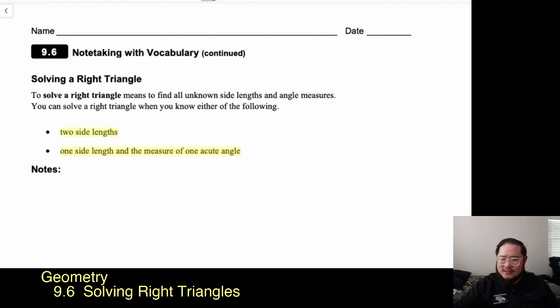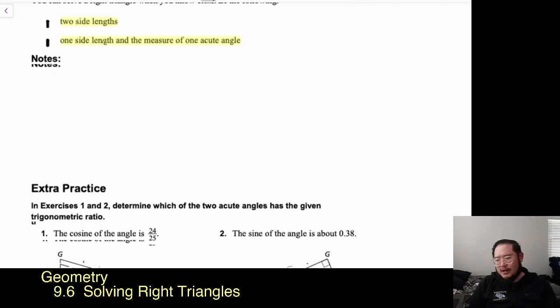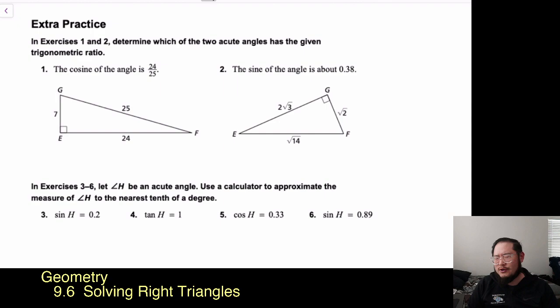So let's take a look right here. Let's see, what do they exactly want us to do? All right, so the cosine of angle is 24 over 25. So what we're trying to figure out here is this: they give me 24 and 25, and I'm using cosine. So remember, I go through Sohcahtoa.